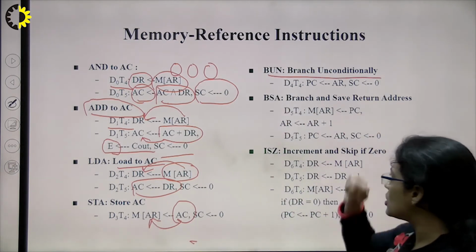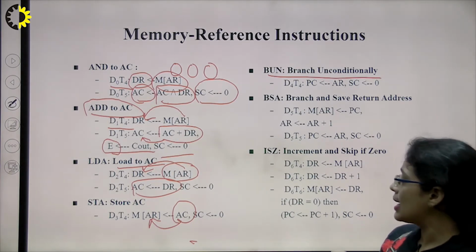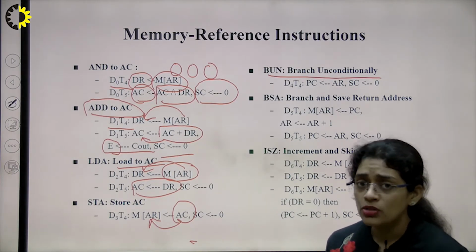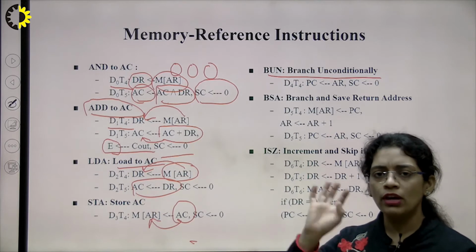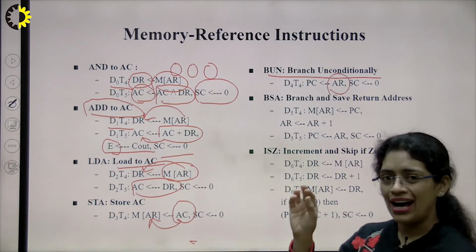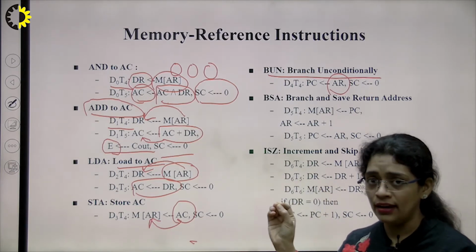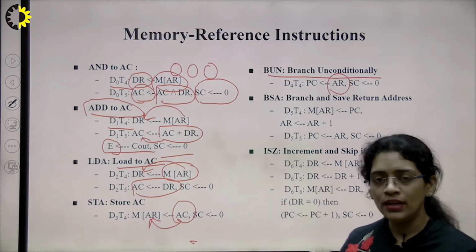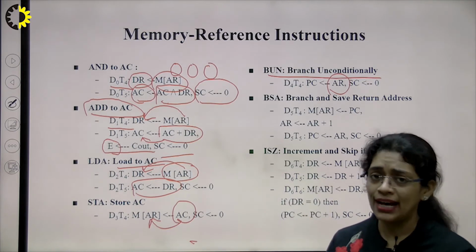Now next is branch unconditionally. This says that without checking any condition, you're just moving on to some other location. You have an instruction address in AR, and you need to execute the instruction at that address.